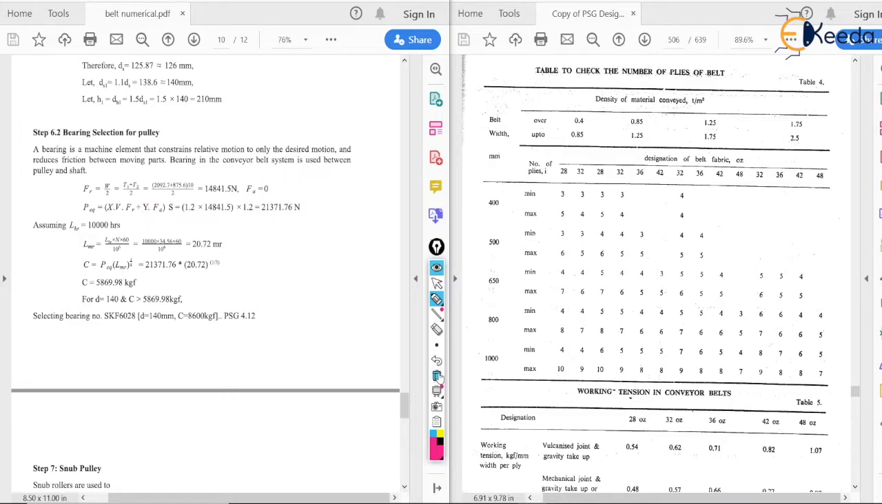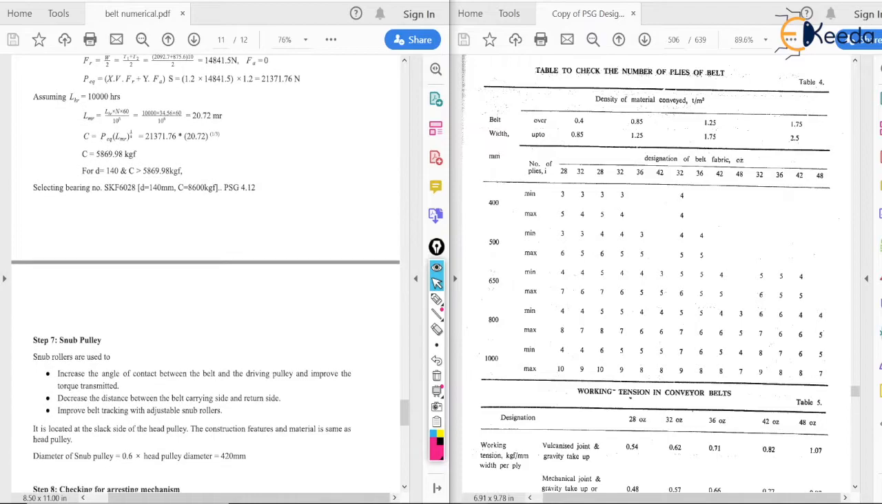Now we are going to calculate the life in million revolutions. So life in million revolutions will be life in hours into number of RPM into 60 divided by 10 raised to power 6. So life in million revolutions will be 20.72 million revolutions.